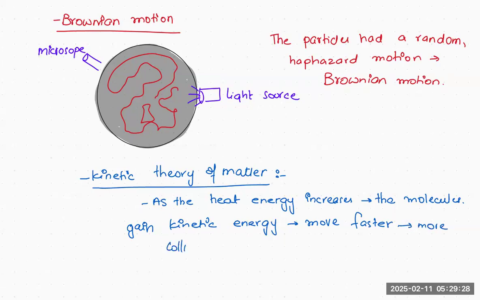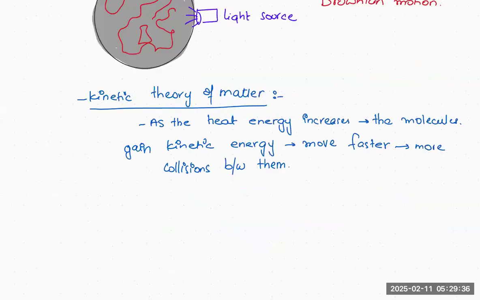Now, we can use this concept of the kinetic theory of matter to explain a lot of things. You can use it to explain, for example, the change in state. They gain, for example, more kinetic energy, so they move faster. And as they move faster, they will move further and further away from each other.